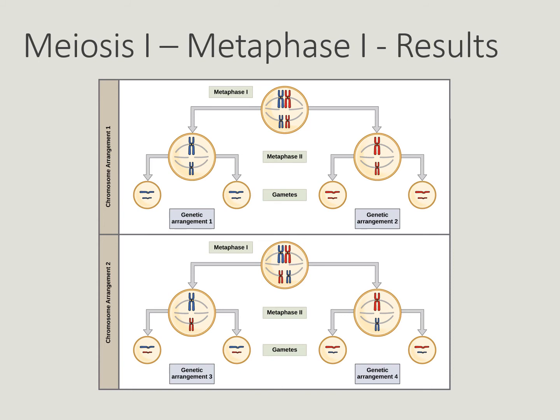2 with long blue and short red, labeled genetic arrangement 3, and 2 long red and 2 short blue, labeled genetic arrangement 4. This shows 4 outcomes of an organism that only has a total set of 2 chromosomes. Now think about this. Humans have 23 sets of chromosomes, not 2 like this example. That means there are over 8 million variations in how chromosomes could end up in one egg or a sperm cell.